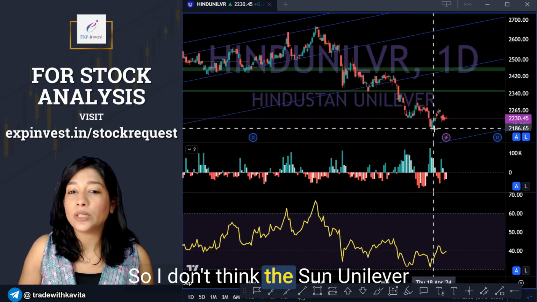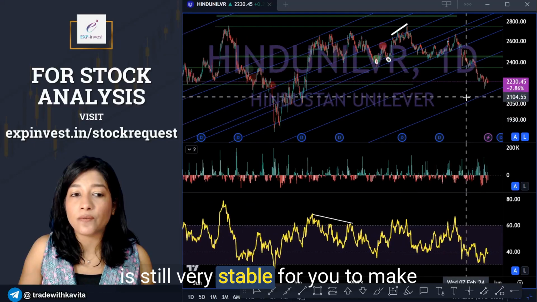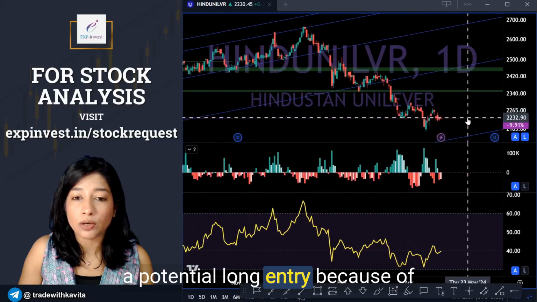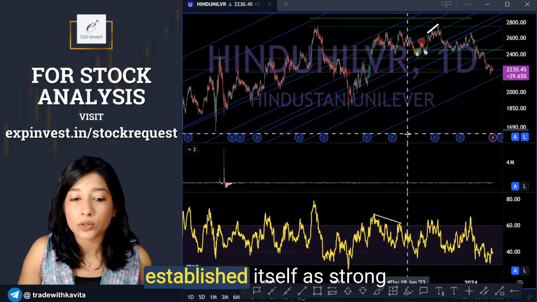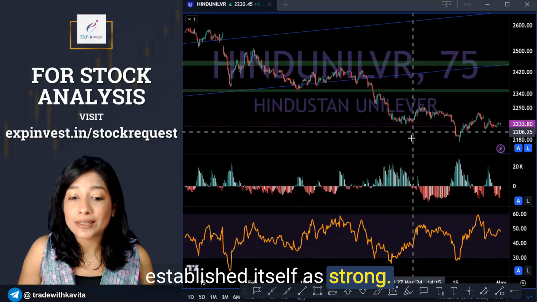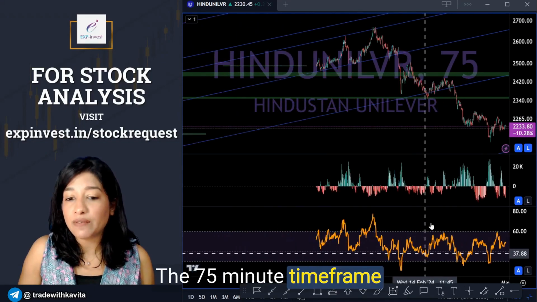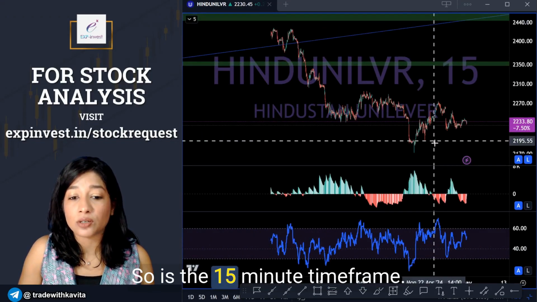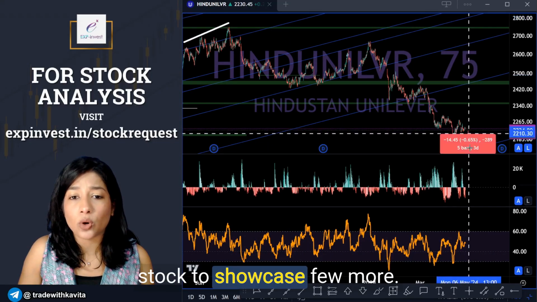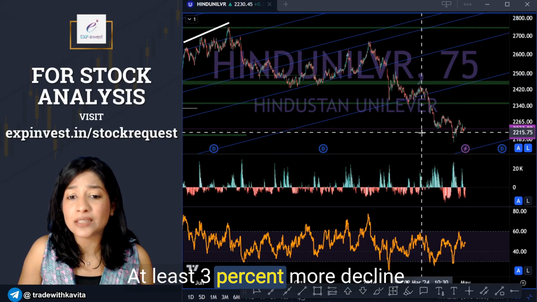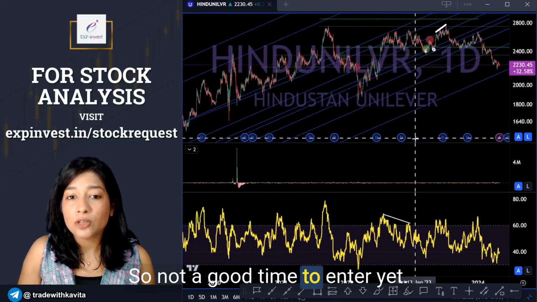Yes, so I don't think Hindustan Unilever is still very stable for you to make a potential long entry, because the volume analysis is not very good and the RSI also hasn't really established itself as strong. The 75-minute time frame is still in negative range, so is the 15-minute time frame. So I would still expect the stock to showcase at least 3% more decline. So not a good time to enter yet.